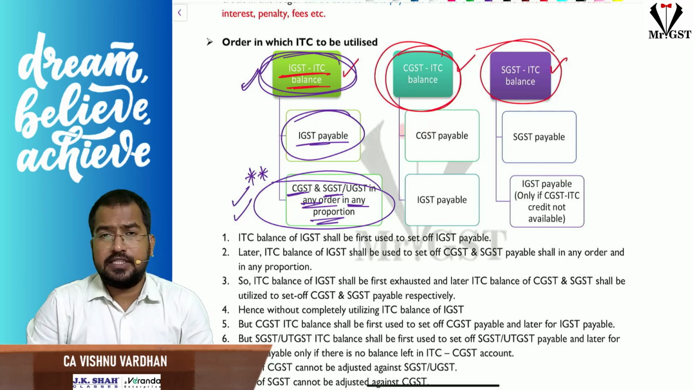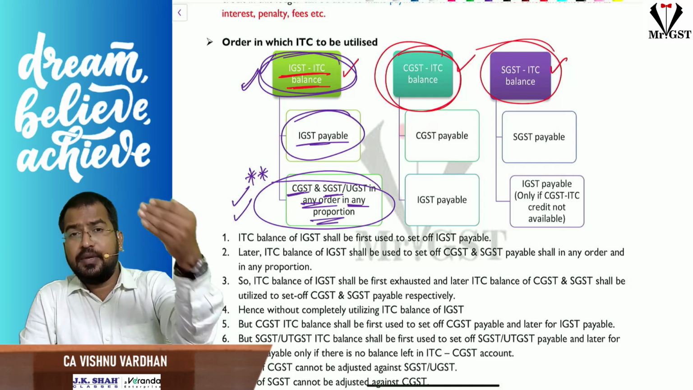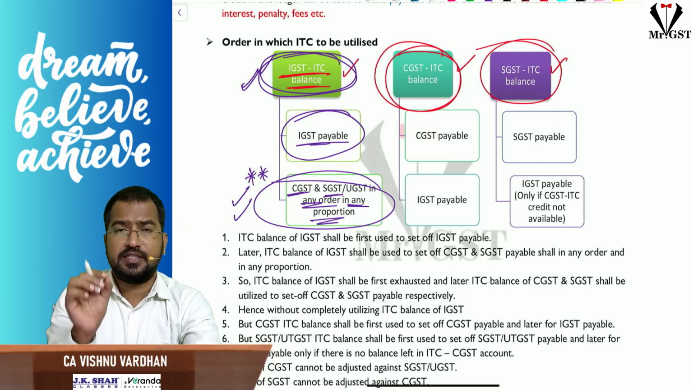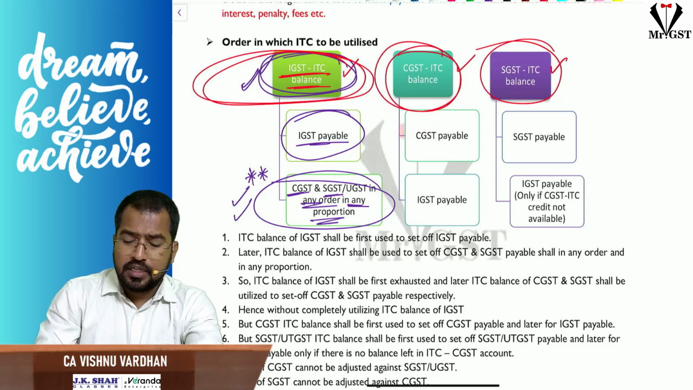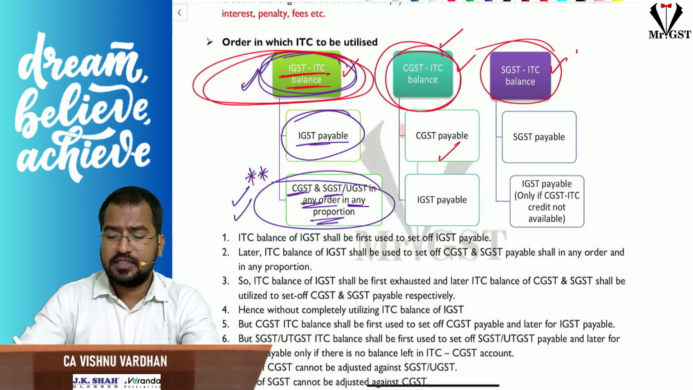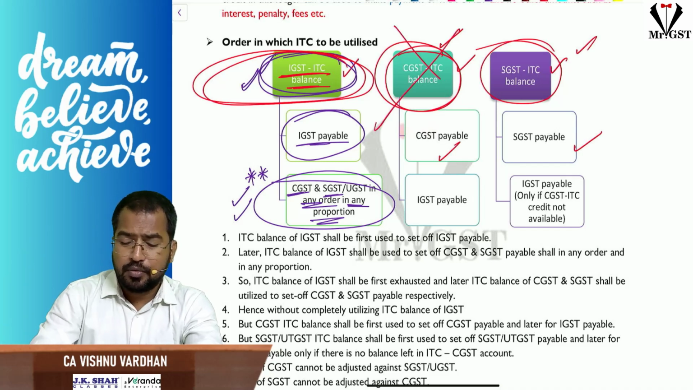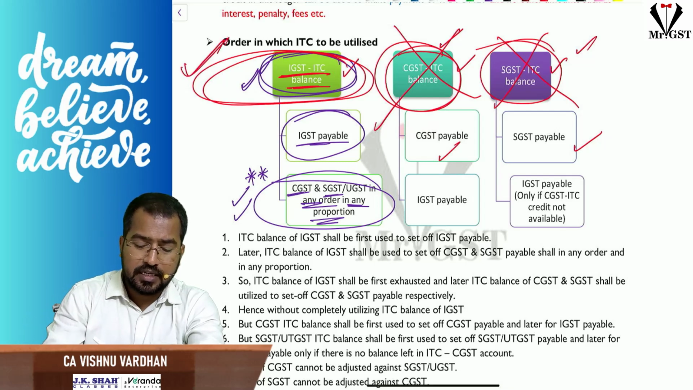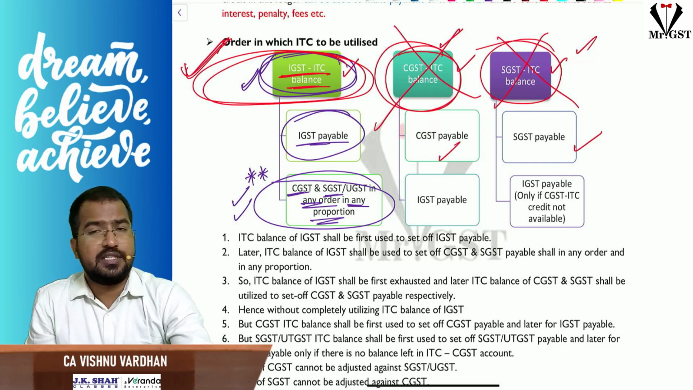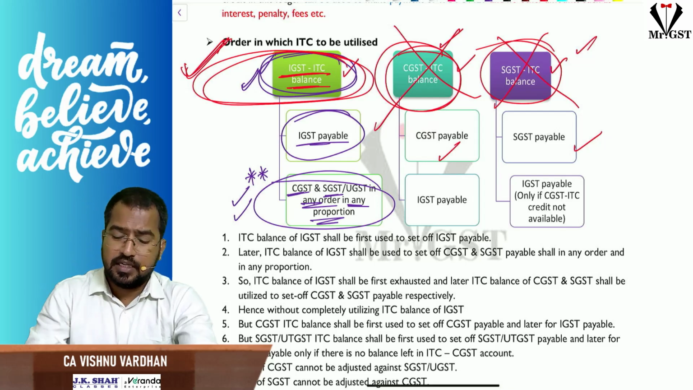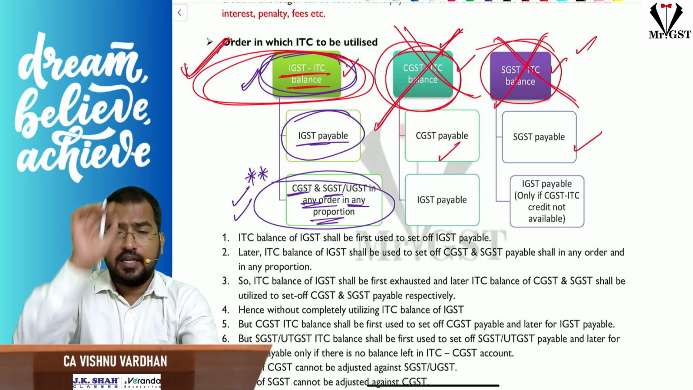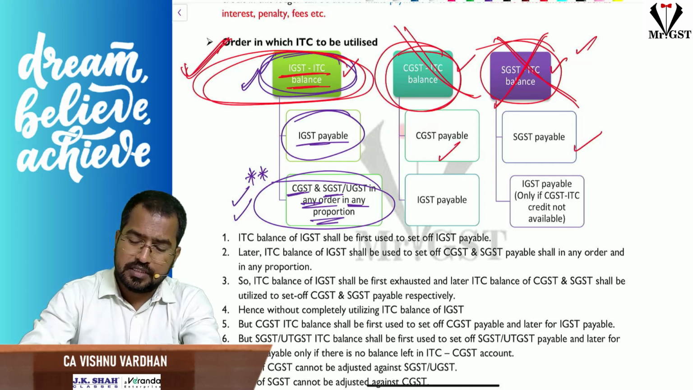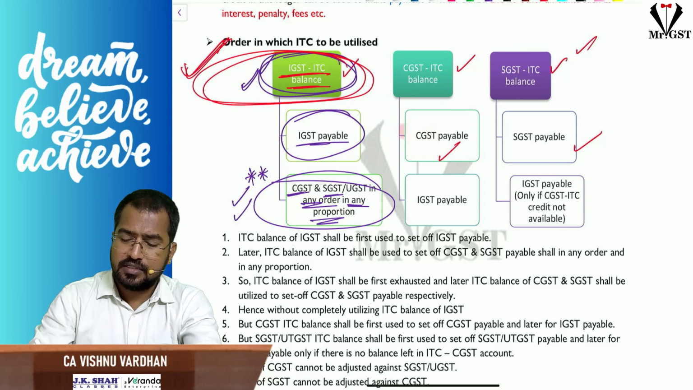That way we will make the IGST ITC balance utilization. After making it zero, listen carefully, mostly the students commit this mistake. Without making this zero, they start using the CGST balance for CGST payable and the SGST balance for SGST payable. You should not do that. You are prohibited from touching these balances unless and until the IGST ITC balance becomes zero. Are you understanding that point? Once IGST ITC becomes zero, then yes, start using the CGST and SGST ITC balances.